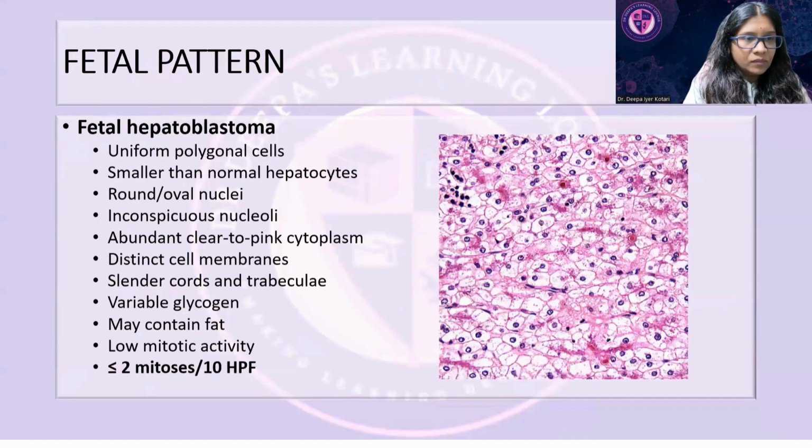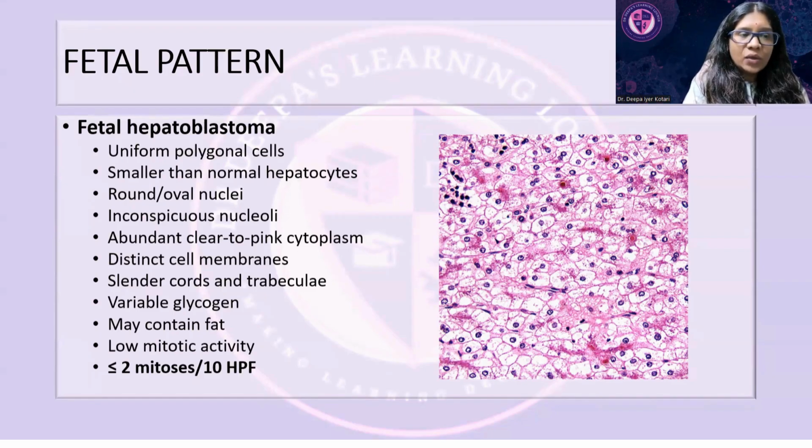So this is the fetal pattern of hepatoblastoma. You're able to see here that there are so many uniform polygonal cells. These polygonal cells are characteristic of a fetal type of hepatoblastoma. This is the most important microscopic pattern of hepatoblastoma, in which the cells are relatively uniform and polygonal, and they are smaller than the normal hepatocytes. And they have round to oval nuclei with inconspicuous nucleoli.